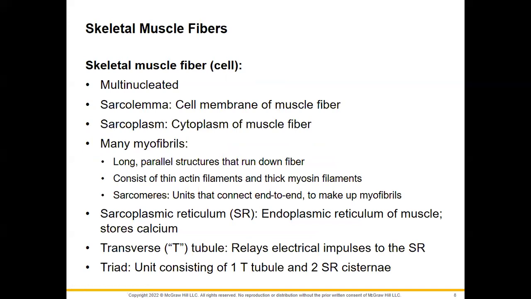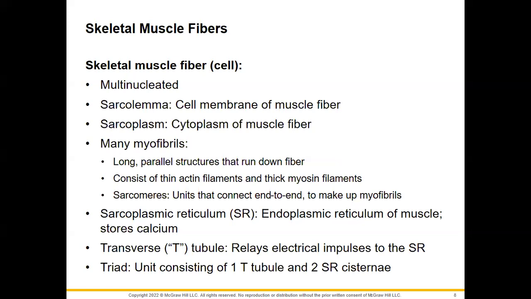So, skeletal muscle fibers or skeletal muscle cells. When talking about skeletal muscle cells, it is important to understand how skeletal muscle cells differentiate from other types of cells, especially other muscle cells. For one, we know that it's multinucleated, meaning that it has many nuclei in each muscle cell or muscle fiber. Now, let's talk about the organelles or the different parts of each muscle fiber.